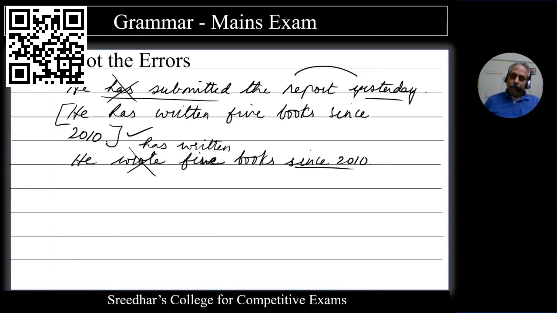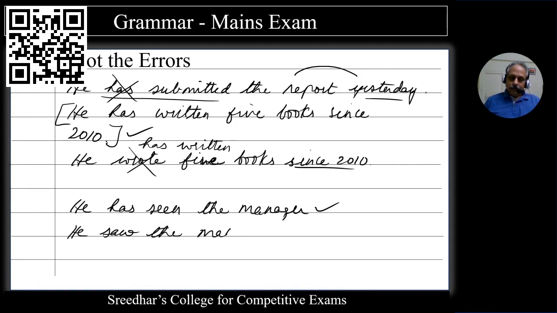I will go to present perfect continuous, the next one. I will give one example. Or present perfect, I would like to give one more example, rather important. He has seen the manager. This is one sentence, the sentence is right. He saw the manager. He saw the manager today.